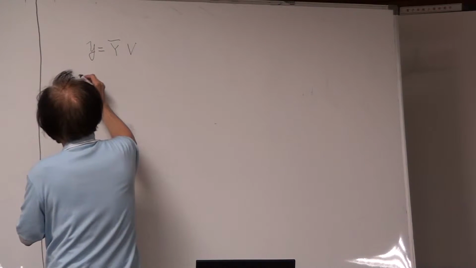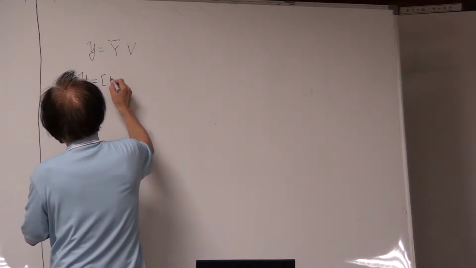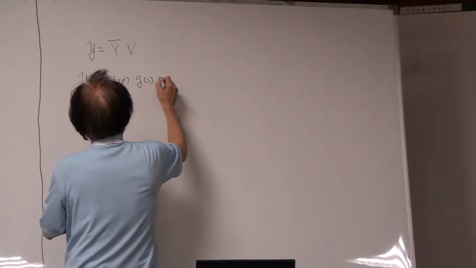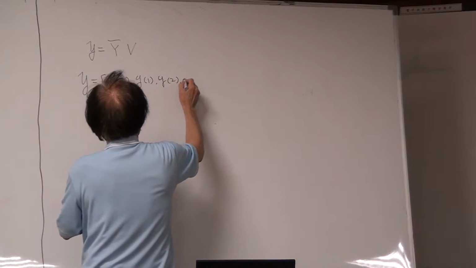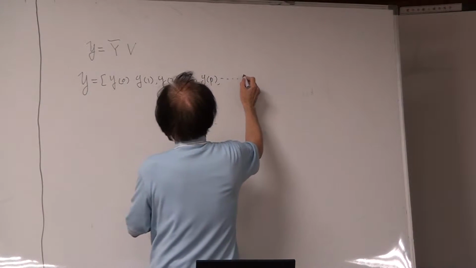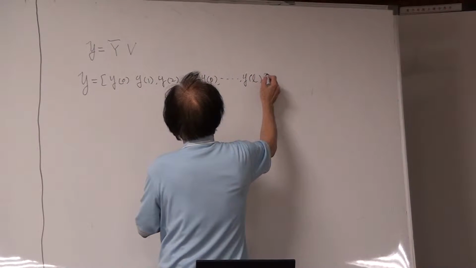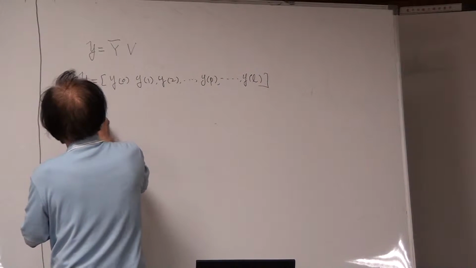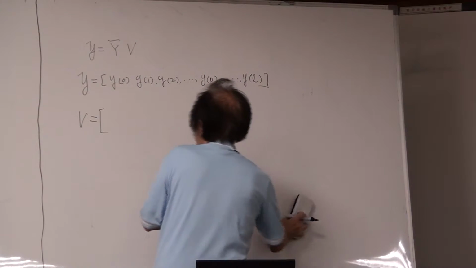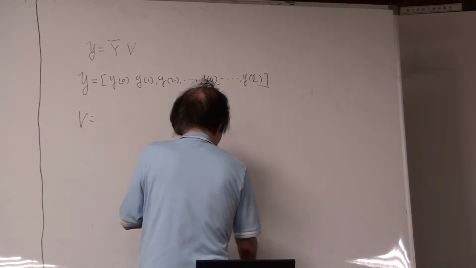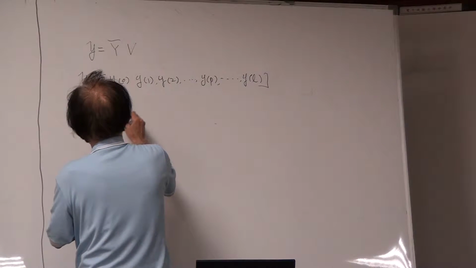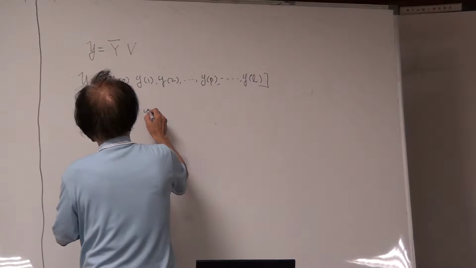Where my y is equal to y0, y1, y2, yp, yl. And my v is equal to, let me write this carefully, because you might have an exercise like that here soon.